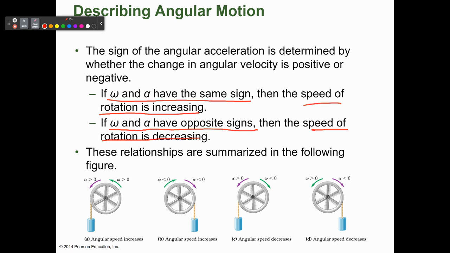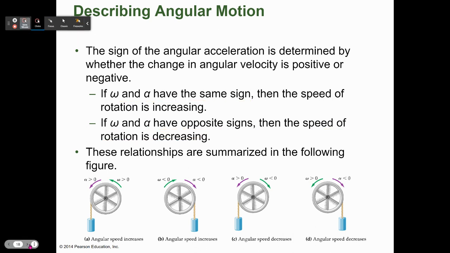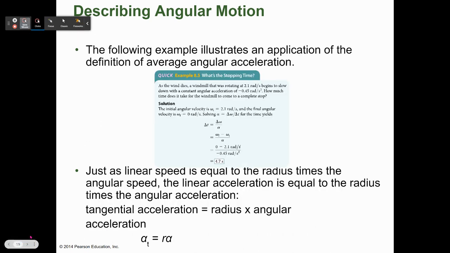Now, if these diagrams help you visualize that better, then great. If not, then don't worry about them. Okay. Just know if the two have the same sign, then that rotation is increasing. If they have opposite signs, that rotation is decreasing in speed. All right, moving along. Here is a quick example, and this will be our last. This is our last slide for this section.